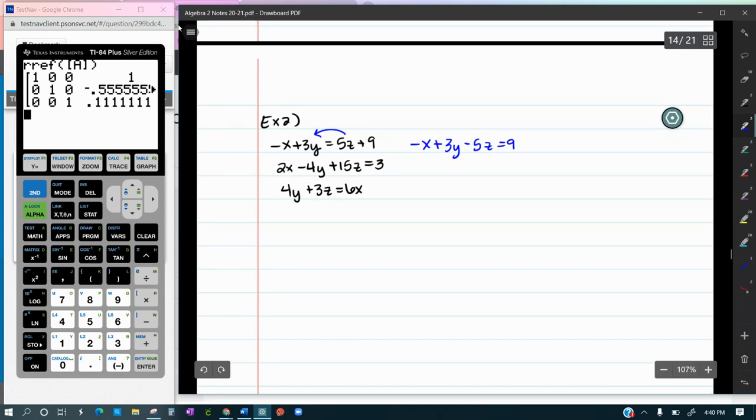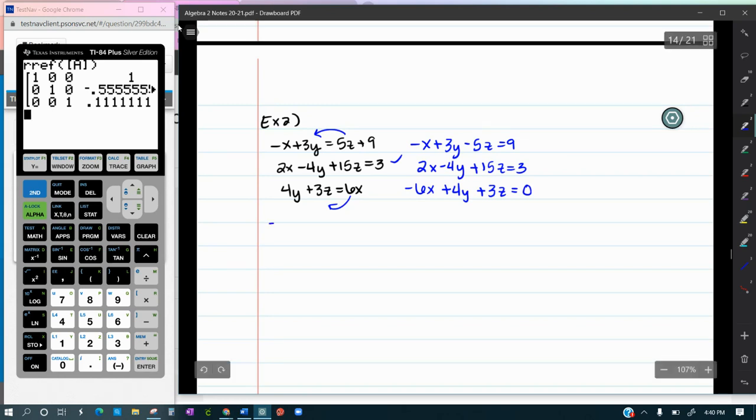Now the first one's ready to go. The second equation is already good. 2x minus 4y plus 15z equals 3. And the third equation, I need to move that x over by subtracting 6x. -6x plus 4y plus 3z, and now there's nothing left on the right, so we put a 0.